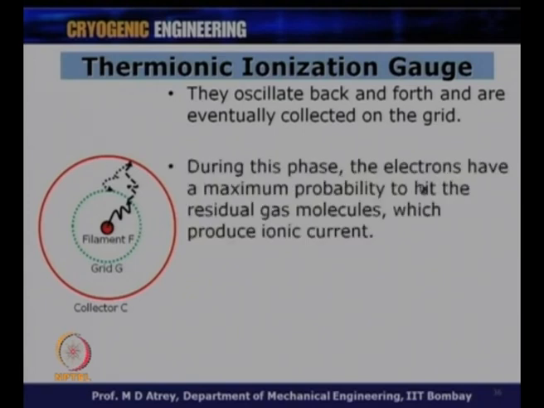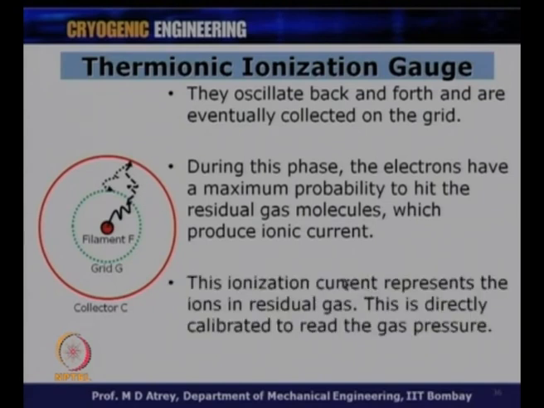During this phase, the electrons have a maximum probability to hit the residual gas molecules, which produces ionic current. So, if you remember the first slide, when we talked about the thermionic ionization gauge, gas molecules will be over here, and the electrons will come and strike them. We are basically increasing the probability of these electrons hitting these molecules, because the electrons are now in a decelerating field, and therefore they will spend more time over here, and there will be a high probability that these electrons will strike these molecules and ionize them.